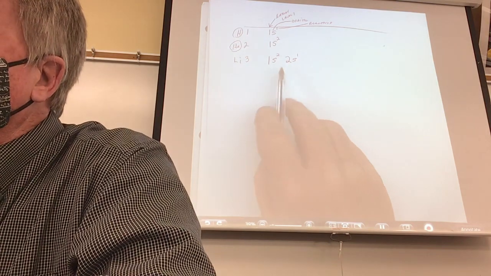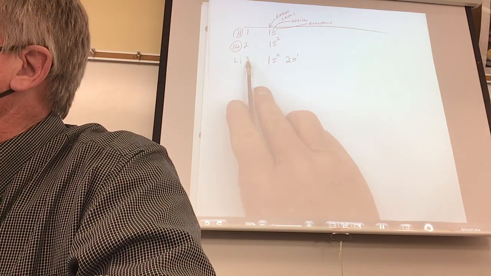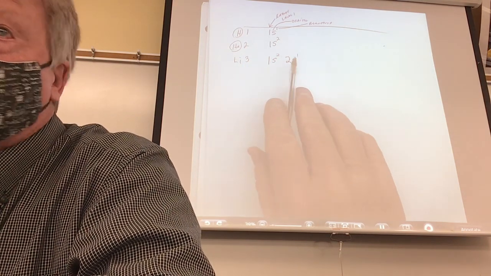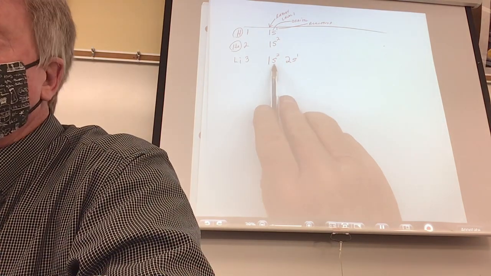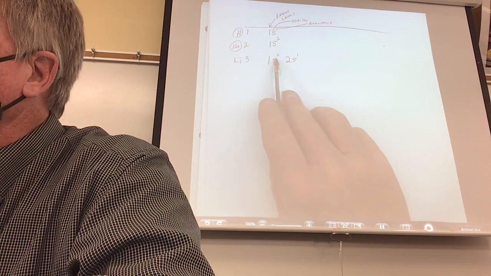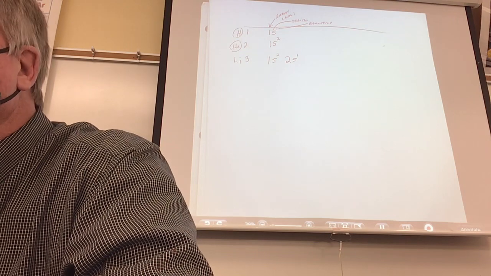So count up the total number of electrons here. Ready? 2 plus 1, 3 electrons. Configuration, tell me the configuration of lithium's 3 electrons. 2 of them are in the 1s orbital, and 1 of them is in the 2s orbital. Get that? Is that 3 electrons? Okay, yes, go ahead.